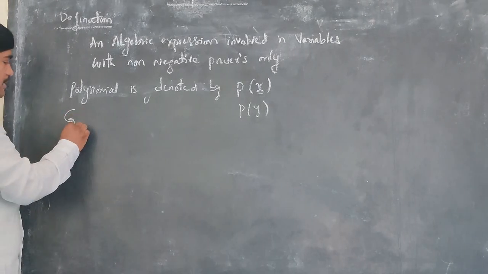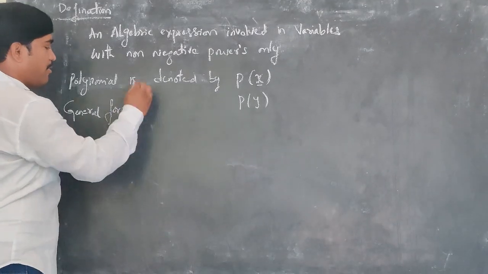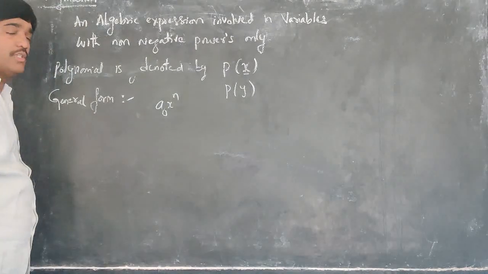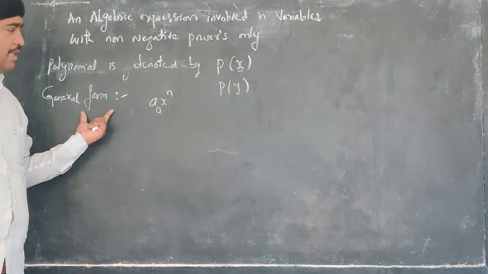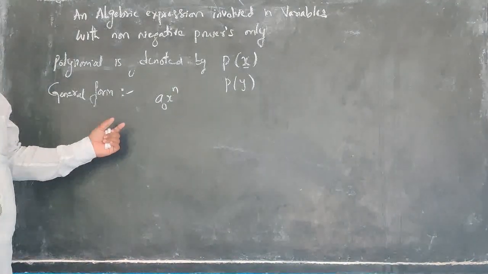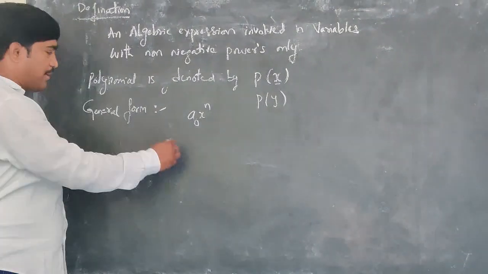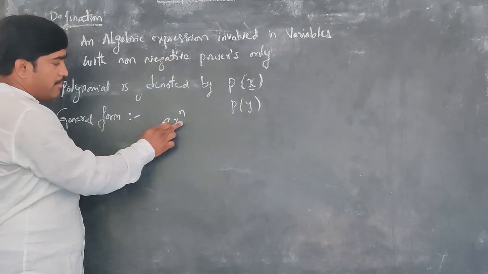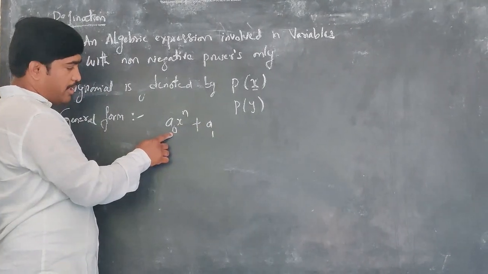Now the general form of a polynomial. The general form of a polynomial is a naught x power n. How to write down the general form? It depends on the number of terms that we are asked for. First I will show the general form: a naught x power n plus a1. Now this is a small number, but a whole number.